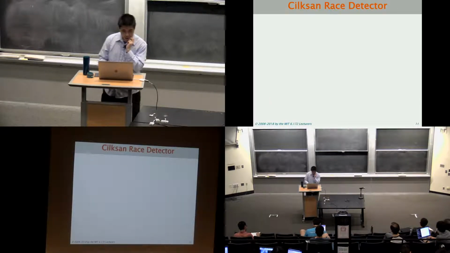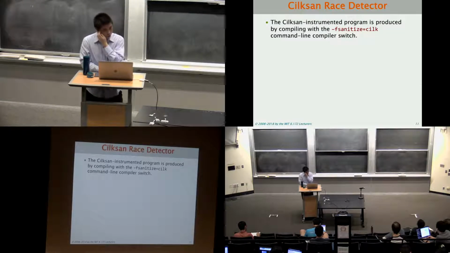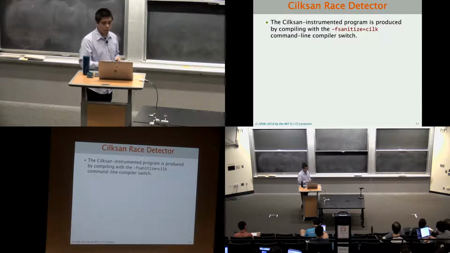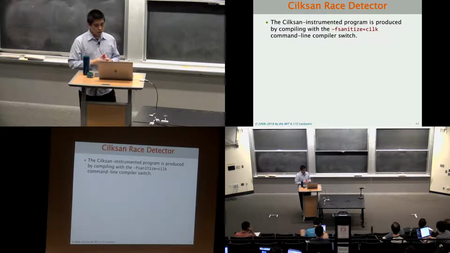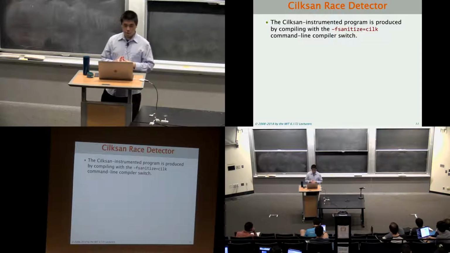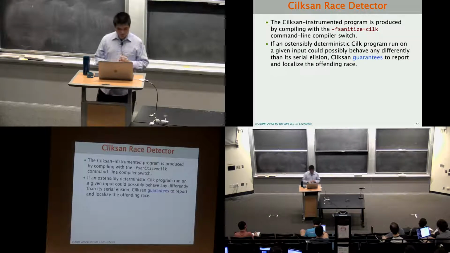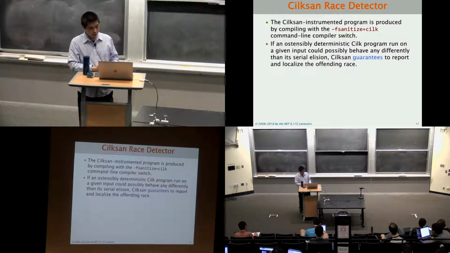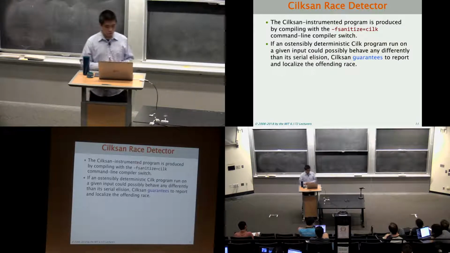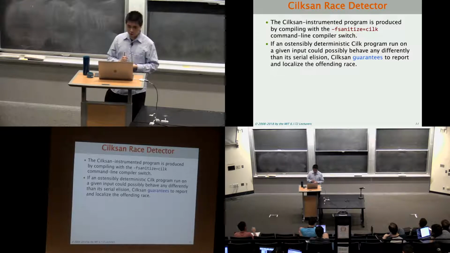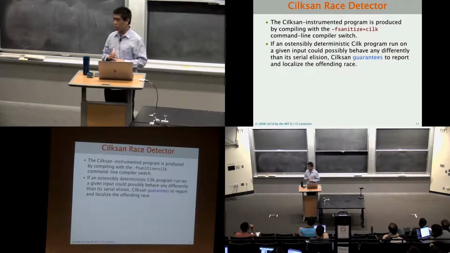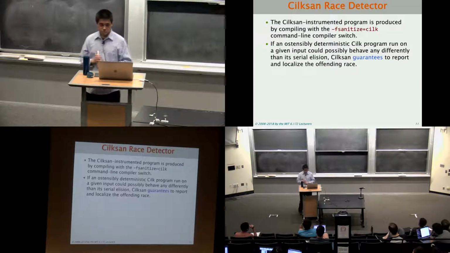Okay, so the Silk SAN race detector: if you compile your code using this flag, -fsanitize=cilk, then it's going to generate a Silk SAN instrumented program. And if an ostensibly deterministic Silk program run on a given input could possibly behave any differently than its serial elision, then Silk SAN is going to guarantee to report and localize the offending race.